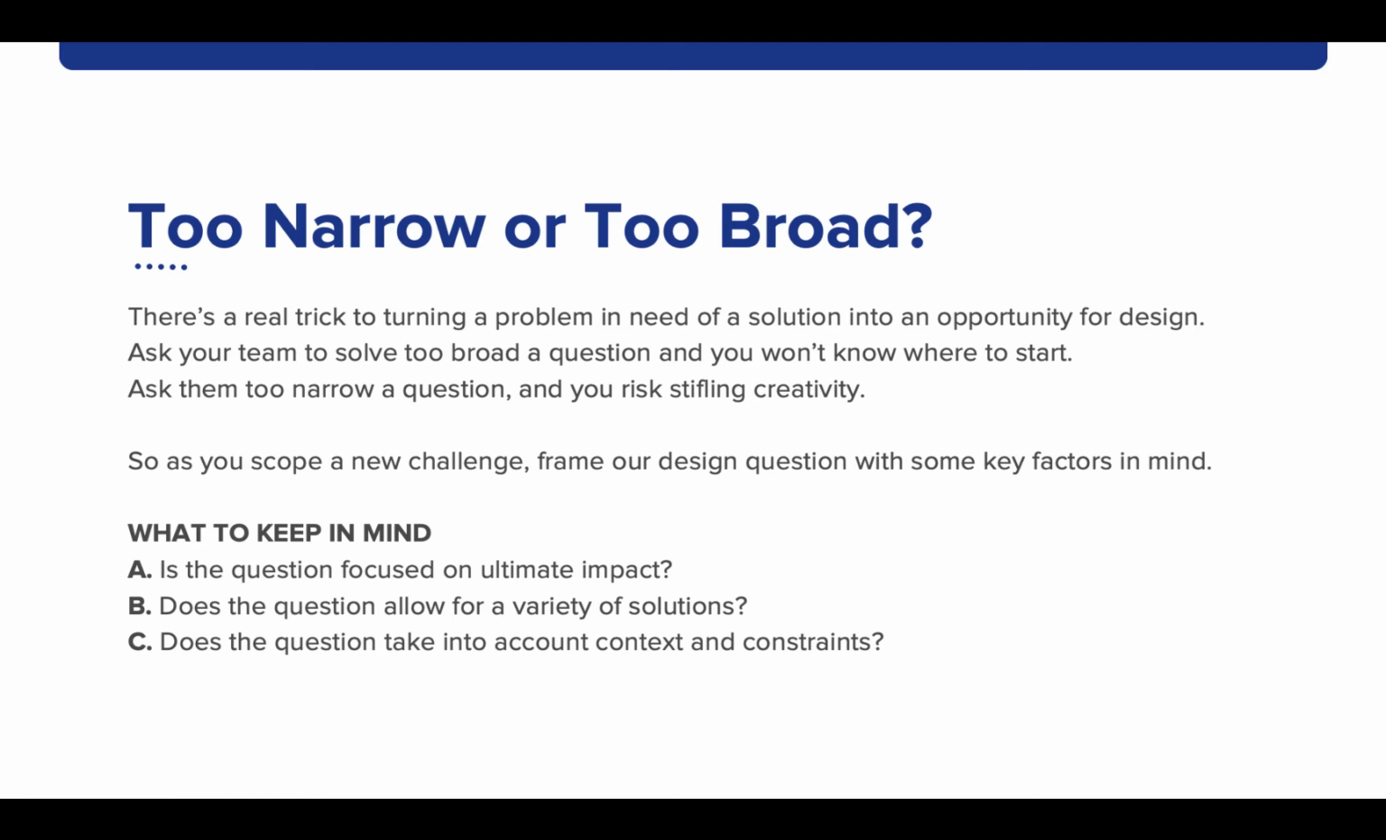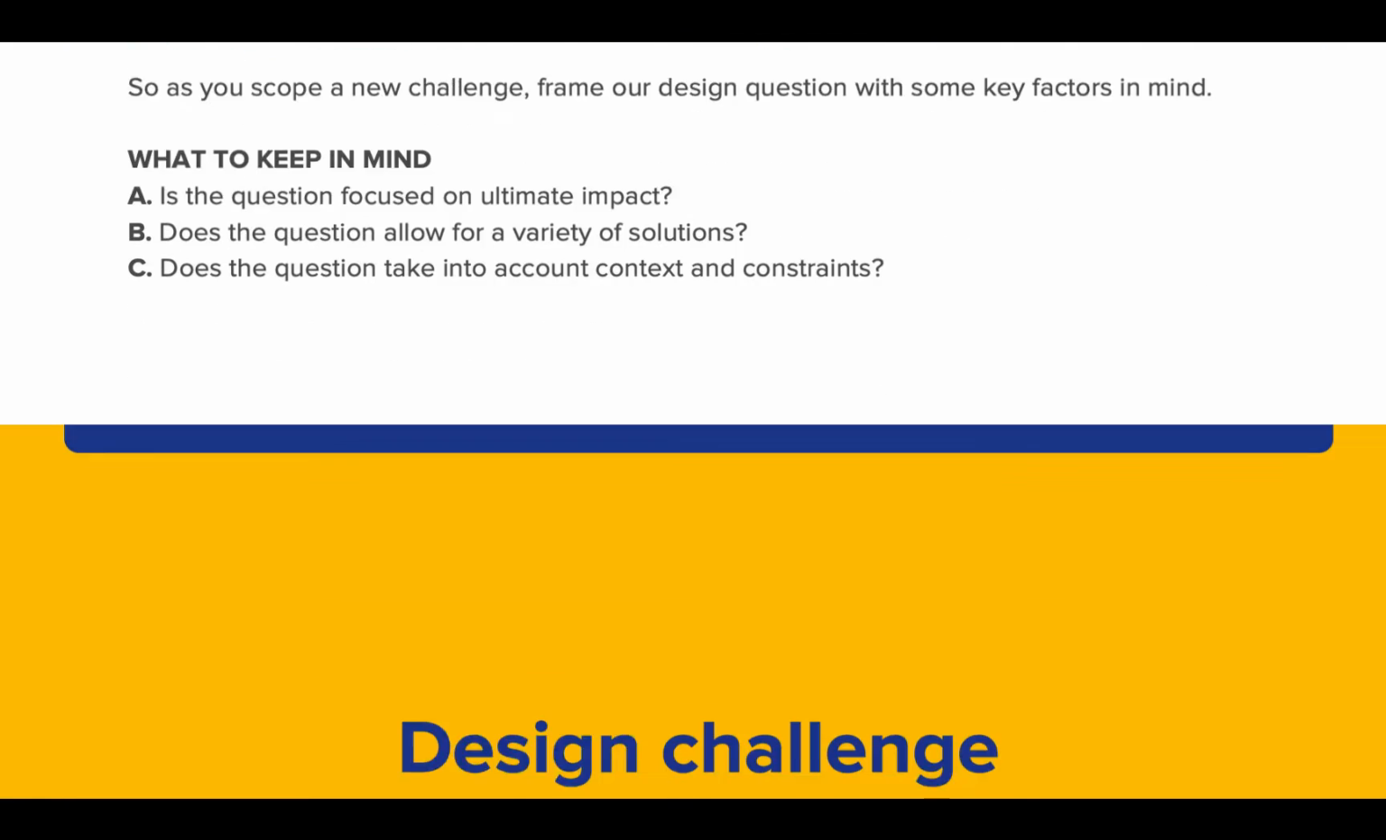B, does the question allow for a variety of solutions? So is this a question that can accommodate different types of products or services, or is the solution already embedded? And C, does the question take into account context and constraints? Does it add any information about who we are designing for or for which geographical location? So these are three important aspects to have in mind. And let's look at some examples.